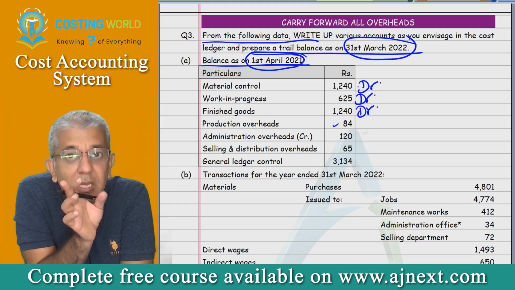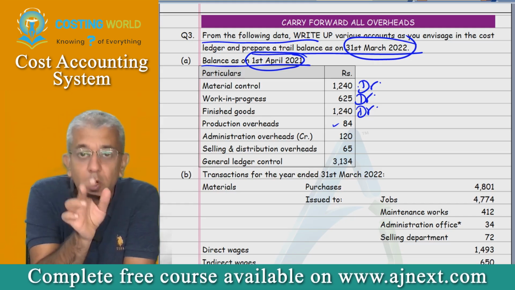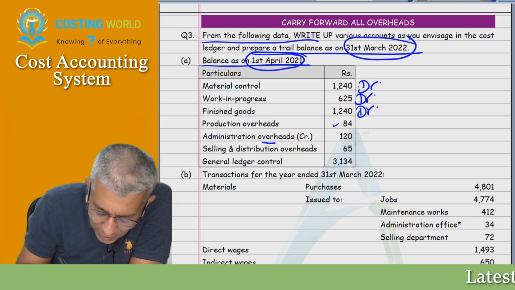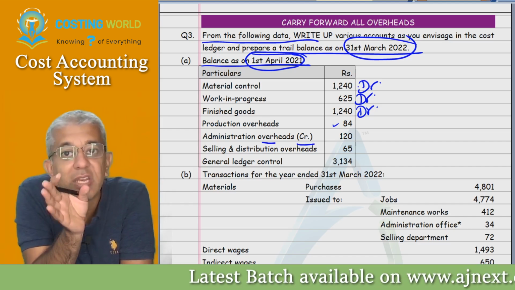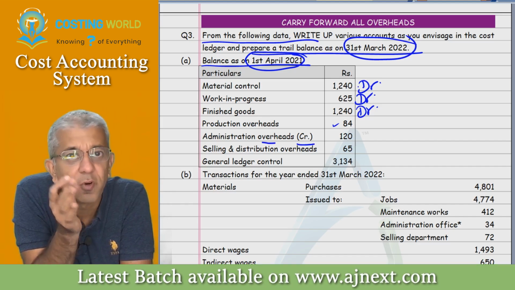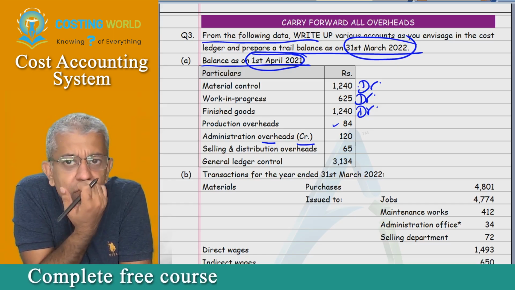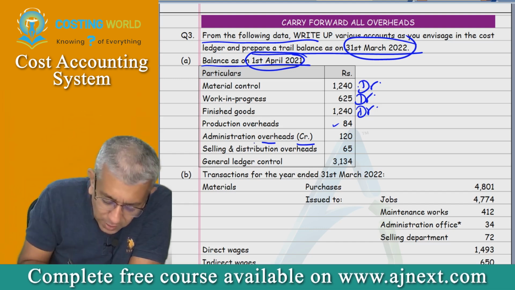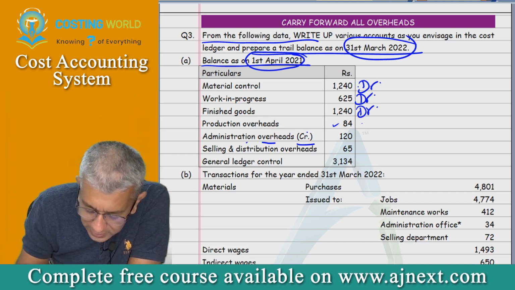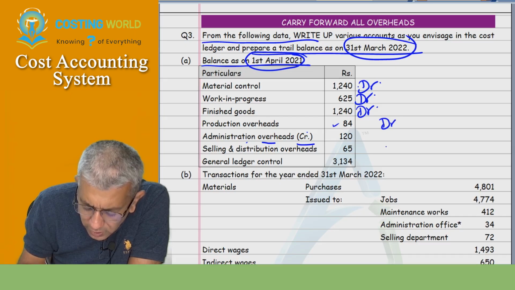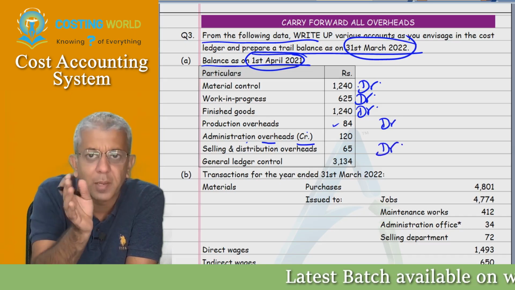It can be anything. But if you think logically on the next line, for administration overheads, they have given credit. For overheads we can either have a debit or a credit balance, no? So anything is possible, no? Yes, sir. So if for administration it is given as a credit balance, can we say for the other two, by implication it must be a debit balance, no?